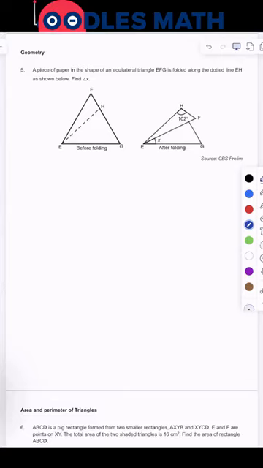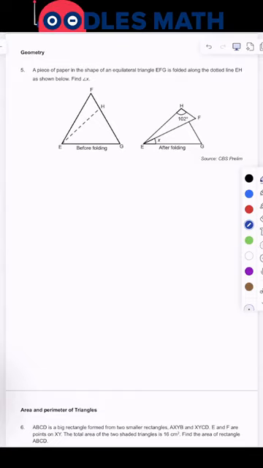Okay, question number 5 is another question on geometry. This time round, this is a very popular type of question also. We call it the folding paper question. Alright, so you look at the question here. It reads, a piece of paper in the shape of an equilateral triangle EFG is folded along the dotted line EH as shown, and you are supposed to find angle X.